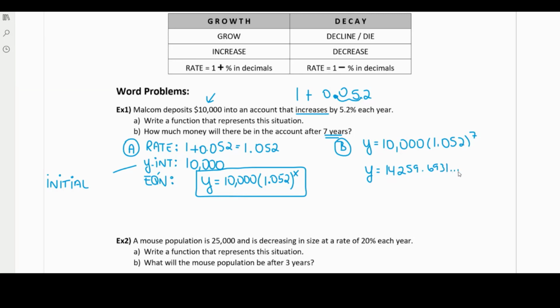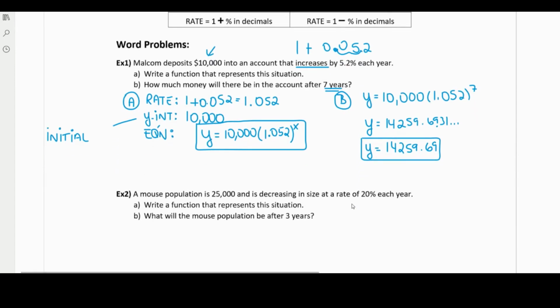14,259.6931, etc. Usually when we talk about money, we're going to stop 2 digits to the right. So we're going to stop right there. So this would be 14,259.69. And that's it. That's how much money we'll have in the account after 7 years. All right, let's go on to the next problem.